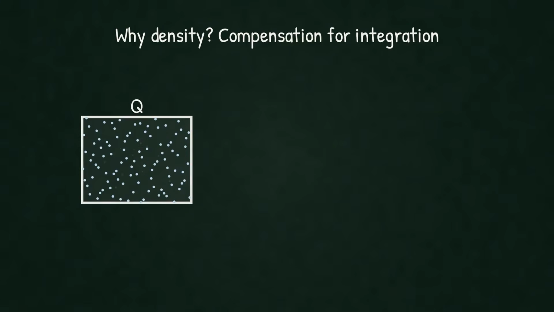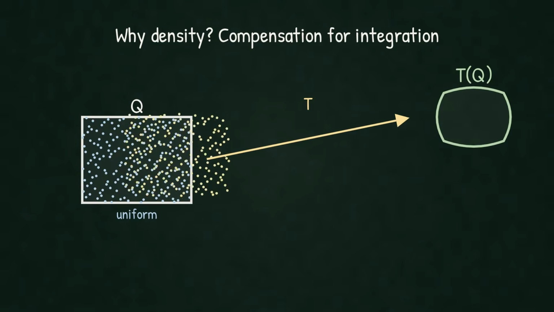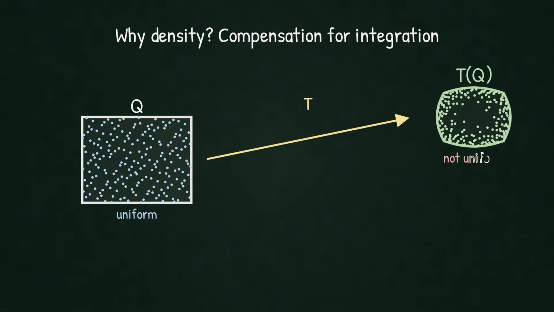We've seen the Jacobian describes how functions behave locally. But what happens to uniformly distributed sequences under such a transformation? Watch. A uniformly distributed sequence in Q. Apply a smooth map T. The sequence is no longer uniformly distributed. The points bunch up in some regions. To integrate correctly after transformation, we need to compensate for this non-uniformity. We need weights. And those weights are what we'll later call density.